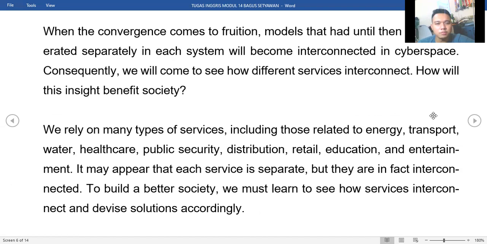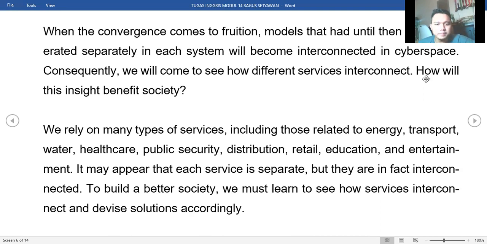B. Understanding how services are interconnected. When the convergence comes to fruition, models that had until then been generated separately in each system will become interconnected in cyberspace. Consequently, we will come to see how different services interconnect. How will the insight benefit society?